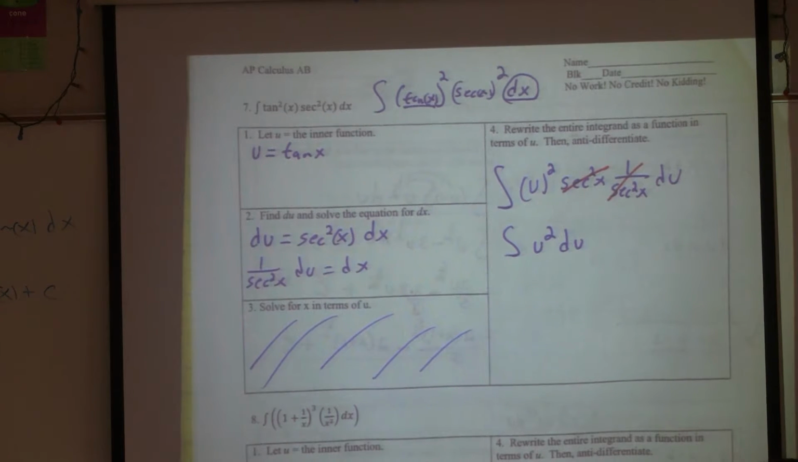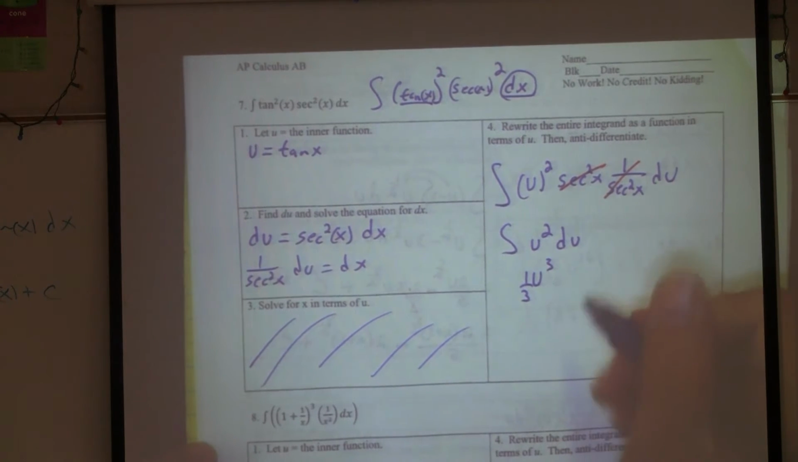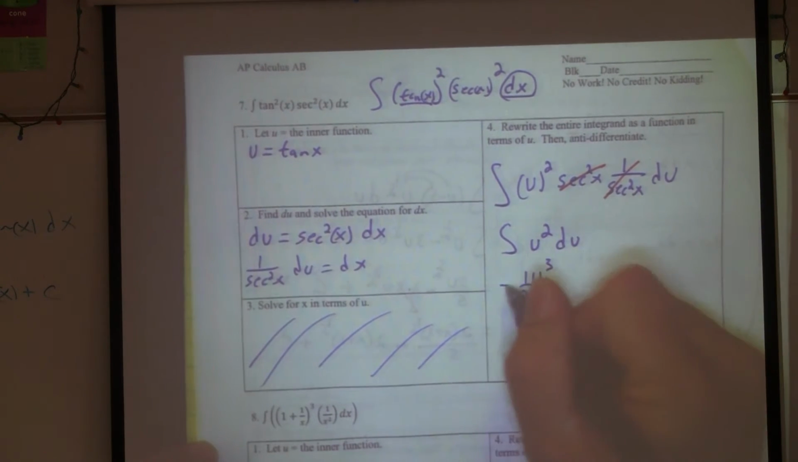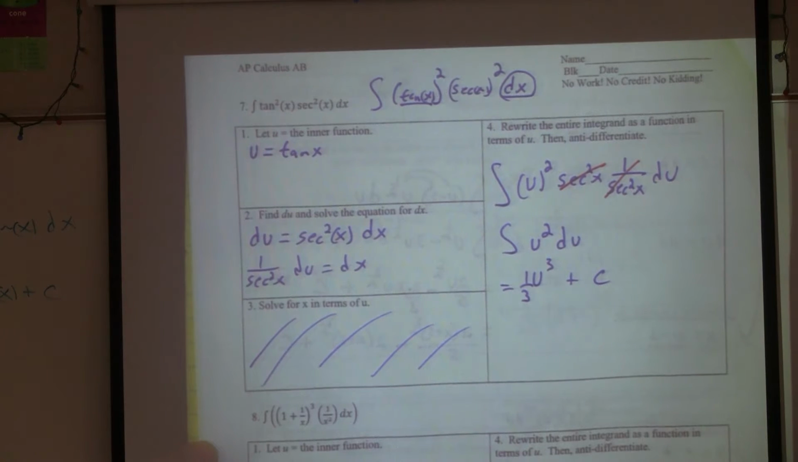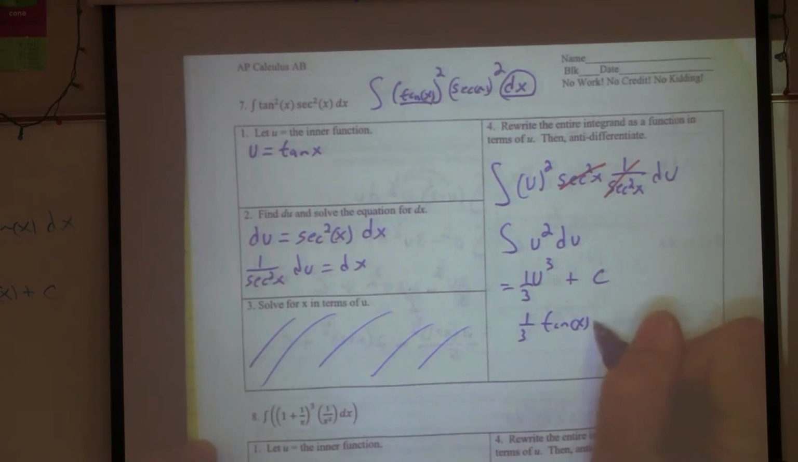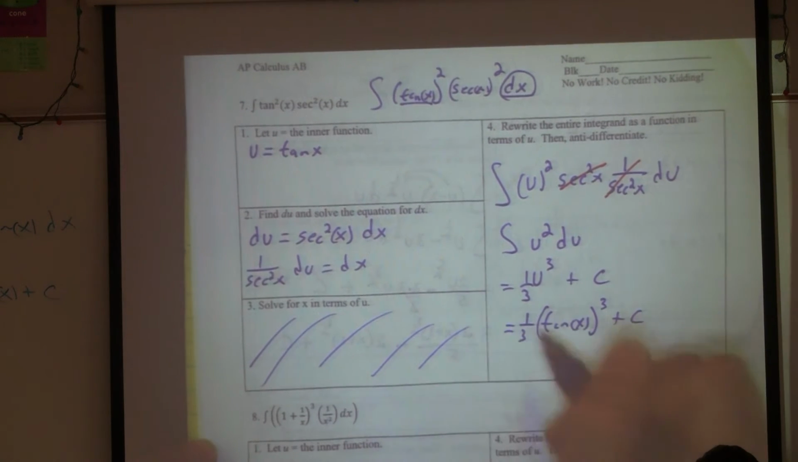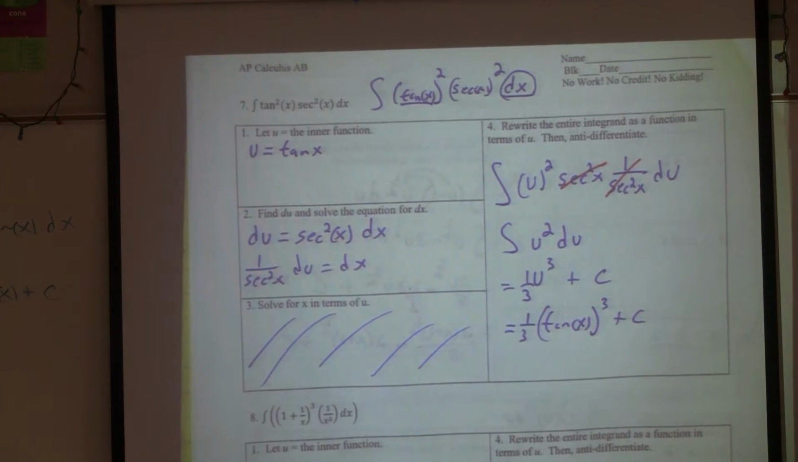Add 1. So 1/3 u to the third plus C. What do we replace u with? We changed it to tangent. So 1/3 tangent x to the third plus c. Cool? Easy?